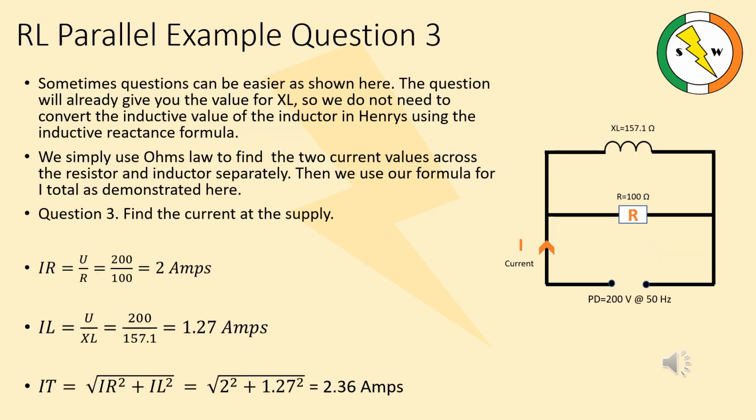Sometimes questions can be easier, as shown here. The question will already give you the value for XL, so we do not need to convert the inductive value of the inductor in henries to ohms, using the inductive reactance formula. We simply use Ohm's law to find the two current values across the resistor and inductor separately. Draw out the circuit using the information in the question for better visualization of the circuit. Once we find the current values for IR and IL, then we use our formula for I total as demonstrated here. I total is 2.4 amps.